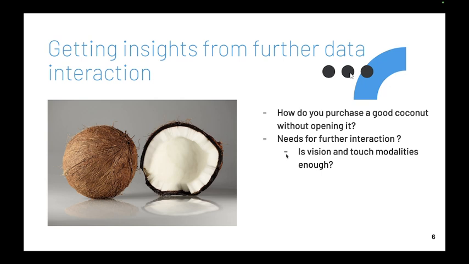But with the coconut, when I have this coconut, I can't open it. The only way to know it's good, I need to open it. But can I open it without purchasing it? It's not wise to do. So how do you make a decision now in this case?